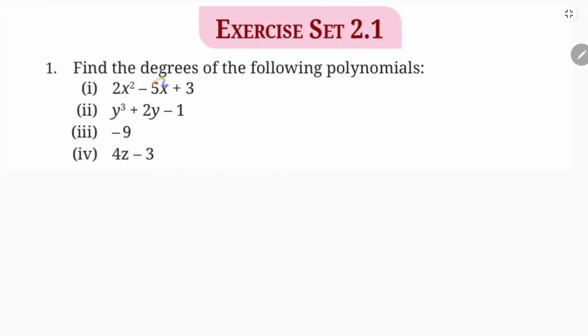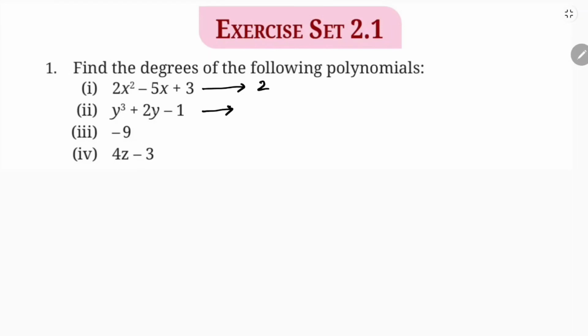Now here the first question, what is the degree of the polynomial? Degree is nothing but the highest power of the variable. So here the degree of the first one is, here it is 2, here it is 1, here if you want you can write as x power 0. So the degree of the first question is 2. Next, the second one.